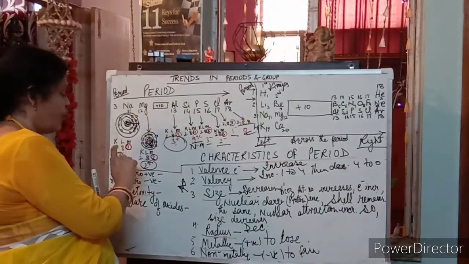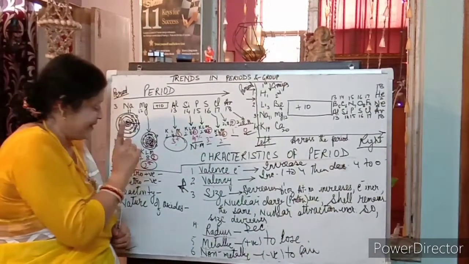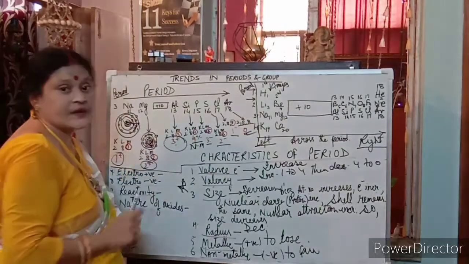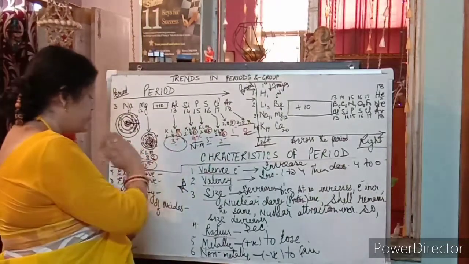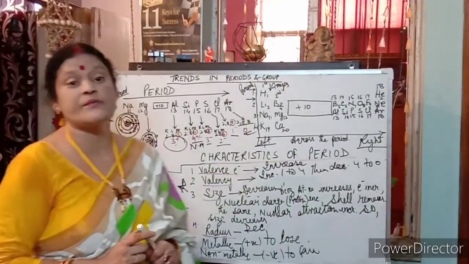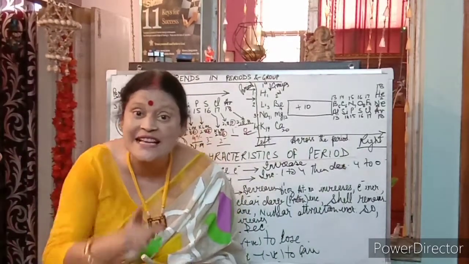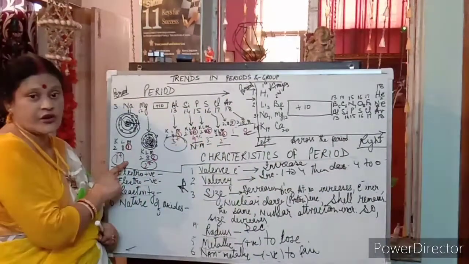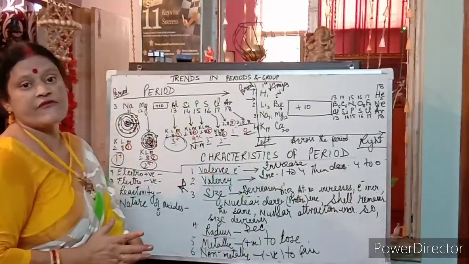Look here, 1 electron will be lost quickly. Second, 2 electrons will be lost a little later. 3 electrons will take time. 4 up. Now what happens? 1 positive, 2 positive, 3 positive. That means metallic character is decreasing. Students, decreasing, because if there is 1 electron in the outermost shell, it will lose it very fast.